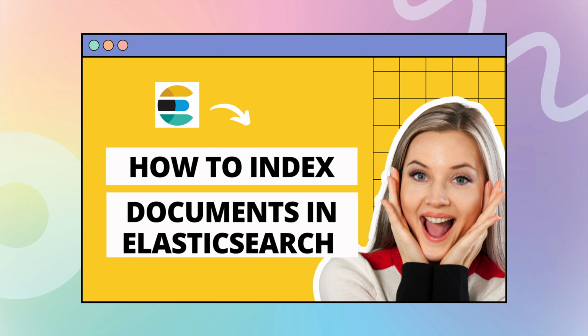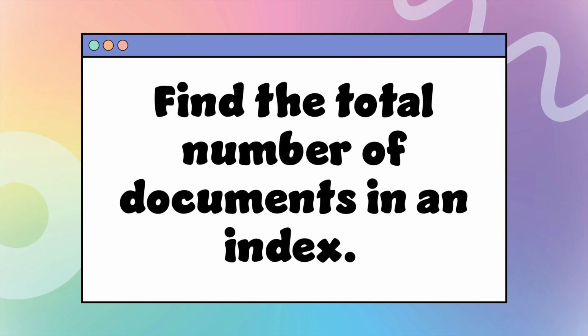We have set up our Elasticsearch server with a small number of documents in our previous video. Now let's see how we can find these documents. To know the total number of documents in an index, we use the _count API. By using the _count endpoint on the movies index, we can find out how many documents are stored there.